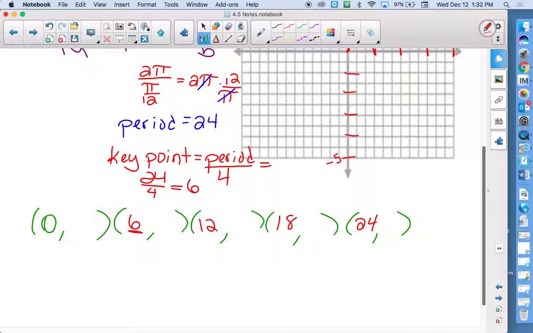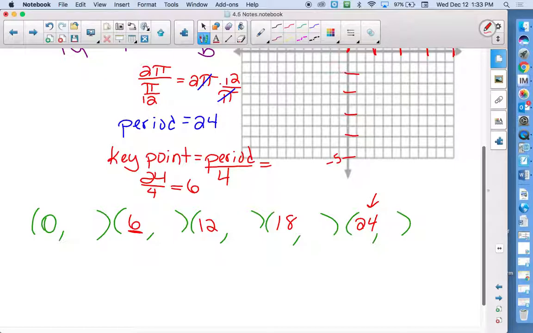So to get the key point value, you take the period, which is 24, divide it by 4, 6. That's what you count by to go from one angle to the next. So each one of these is an increment of 6. The last one is the period, because from start to stop, I now want that distance of 24 units.